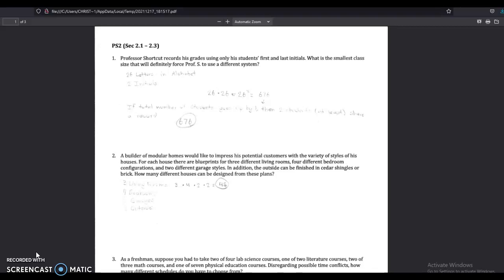If the total number of students goes up by one after 676, then at least two students share a record. So for example, let's just say Amy L, and then you have Andrew L. They're going to have the same initials, right? So you're going to need to definitely have a different system if you have a class size over 676.